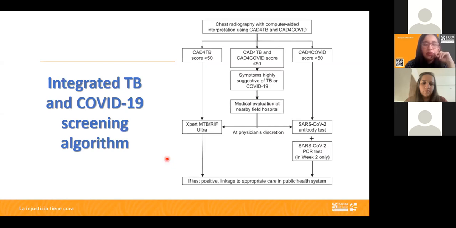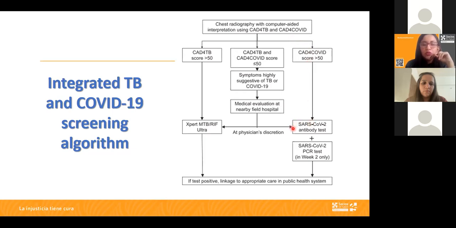As to the CAT for TB, we have a cutoff point, which is 50. If the X-rays have a score over 50, which is the one that we used even before the pandemic, we would take this to the Socios en Salud laboratory. We have our own laboratory to do the Xpert Ultra. If we were to have a CAT for COVID score over 50, we would follow the same pattern. We use the same score and cutoff point that this software gives us.